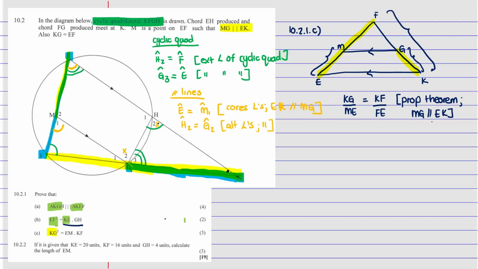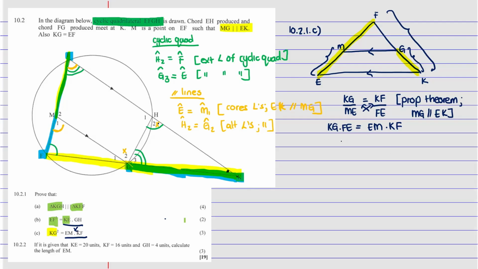Now, since that is great, we can cross multiply, because here it's cross multiplication. So we're going to cross multiply. We see that KG multiplied by FE is equal to EM multiplied by KF, which is exactly this. Which is great, but now we need to sort this out.